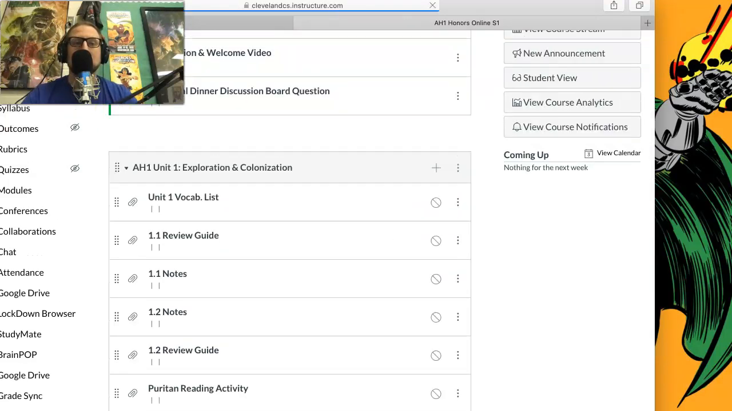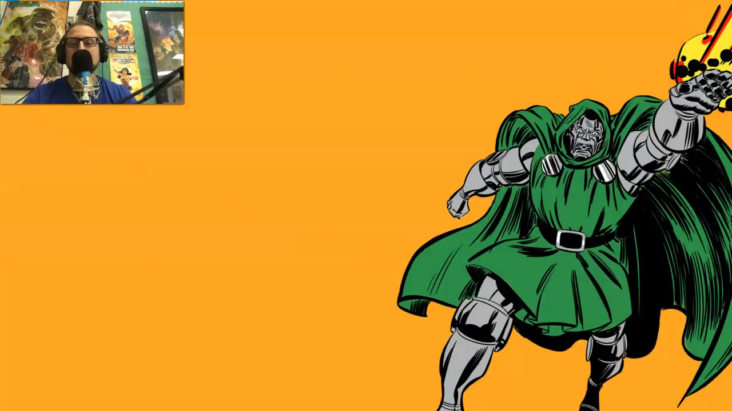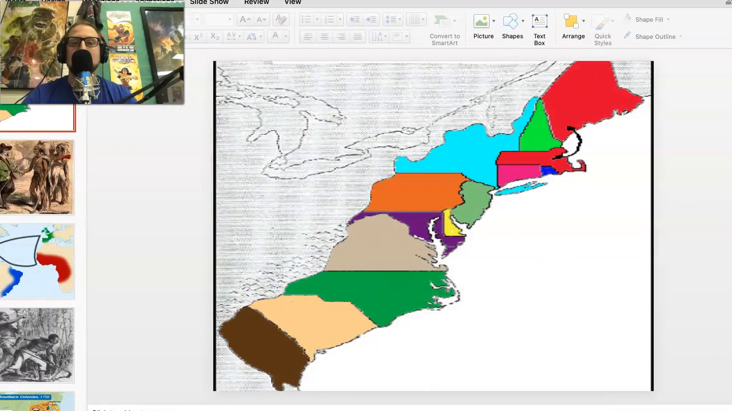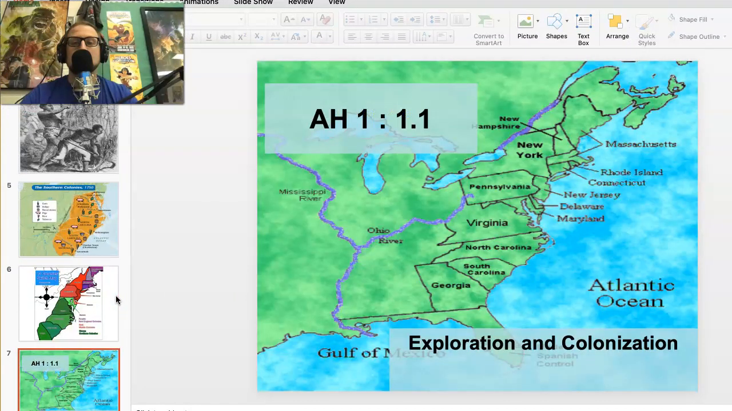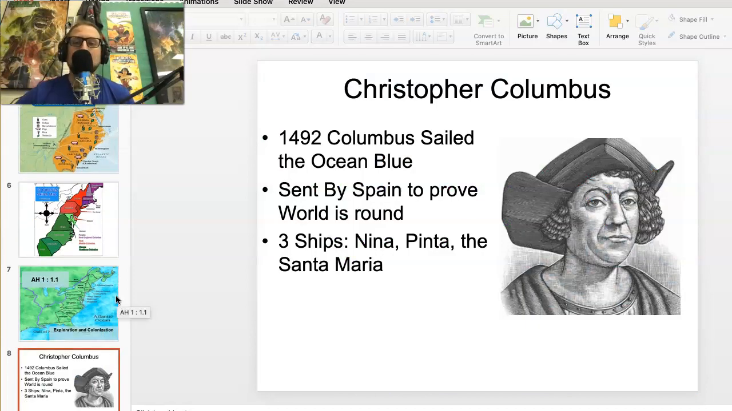So I'm going to minimize Canvas now, and I'm going to pull up my copy of the notes, and we're going to go through these. And this is going to cover exploration and colonization. So the quote-unquote discovery of America by Christopher Columbus, and then the colonization of America by the Europeans. Let's go ahead and start with Christopher Columbus. We all know the rhyme. In 1492, Columbus sailed the ocean blue, the Nina, the Pinta, the Santa Maria.